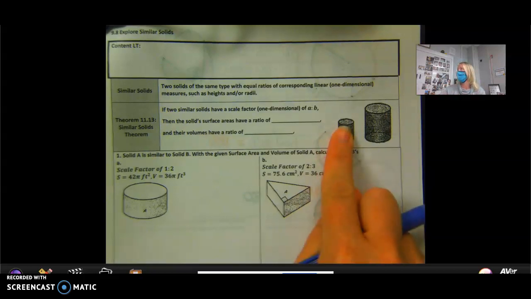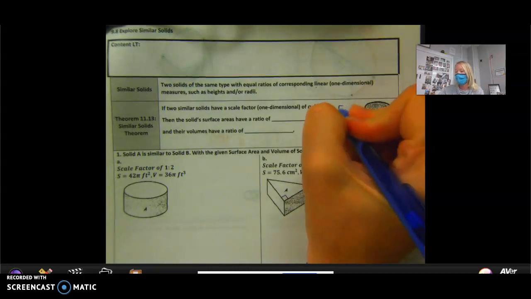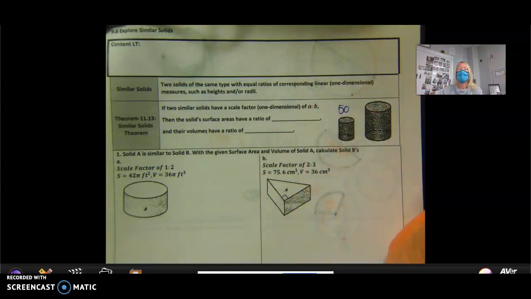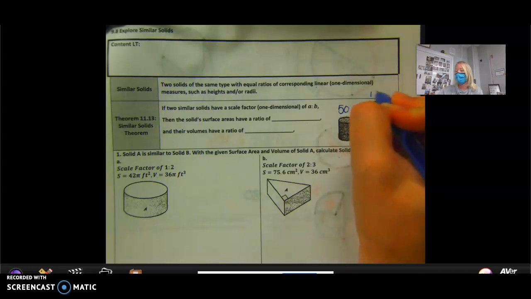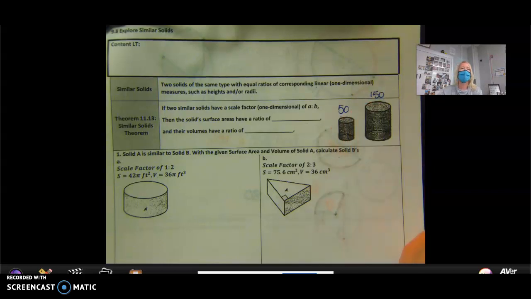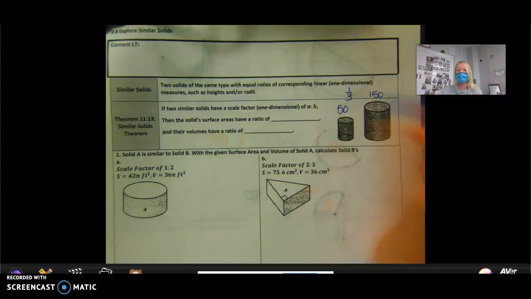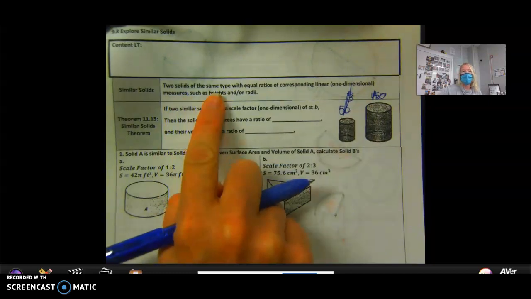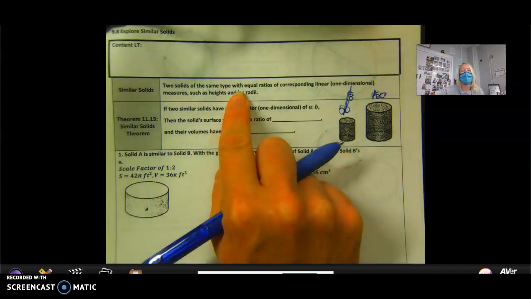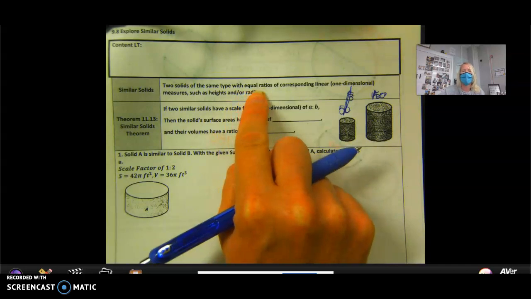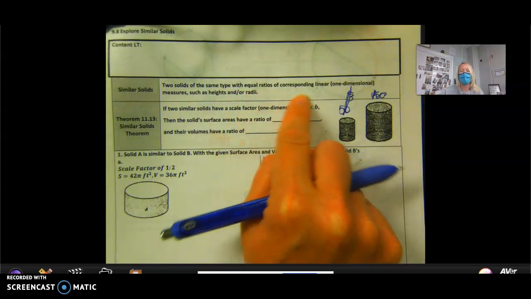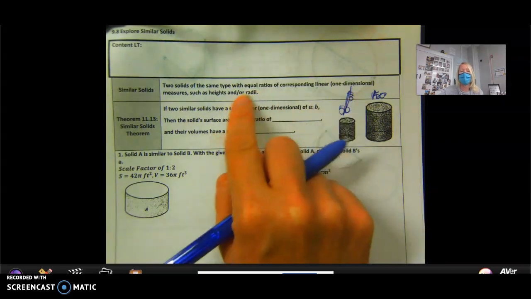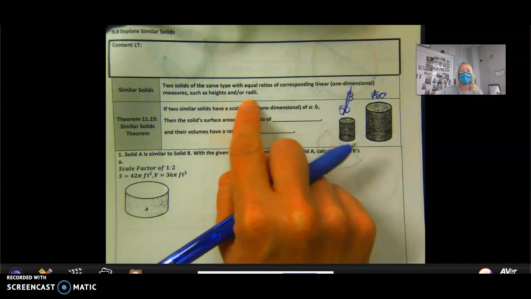Like maybe this one is 50 inches cubed for the volume, and this one's 3 times bigger, so it'd be 150 inches cubed for the volume, something like that. So it'd be a ratio of 1 to 3, right? Okay, so 2 similar solids, 2 solids that have the same type, with equal ratio of corresponding linear one-dimensional measures such as height and or radii.